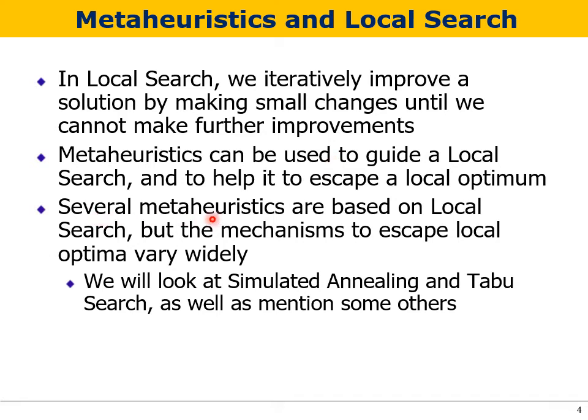There are several meta-heuristics which are based on local search algorithms. We will see examples of these. But although they are based on local search, their mechanisms may be different from each other. We will see examples of simulated annealing and tabu search.